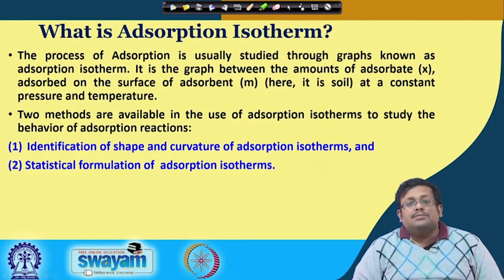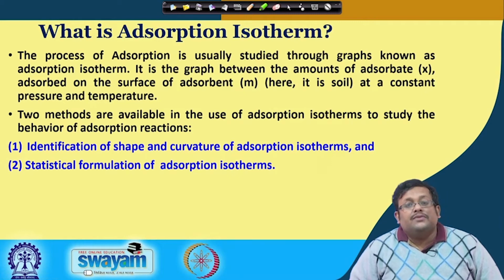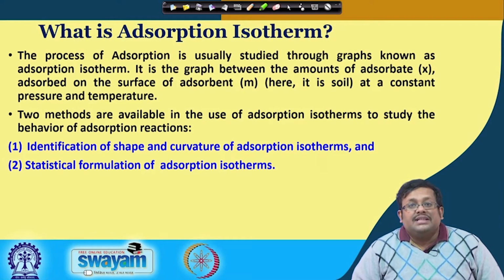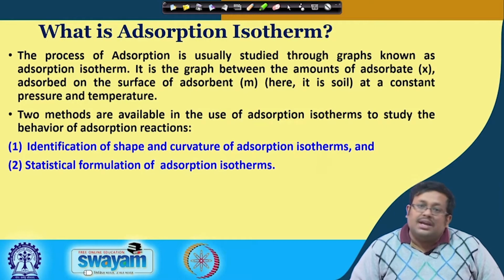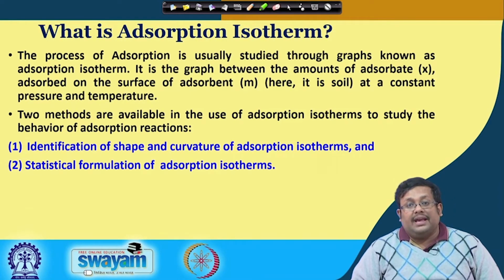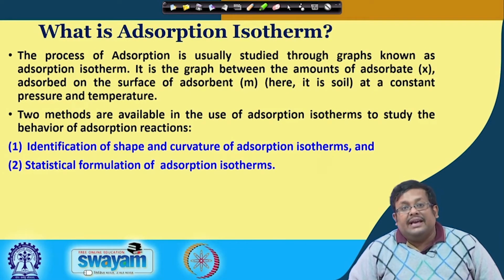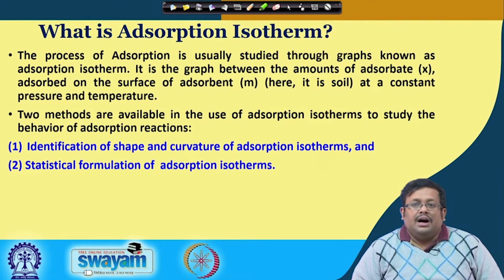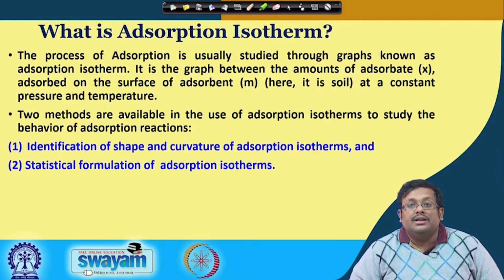So, what is the adsorption isotherm? The process of adsorption is usually studied through graphs known as adsorption isotherms, and it is a graph between the amount of adsorbate X adsorbed on the surface of the adsorbent M, where in our case, in soil science, we will consider this adsorbent as soil, at a constant pressure and temperature.